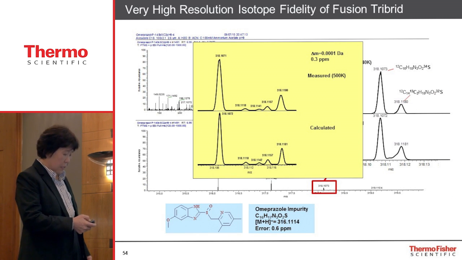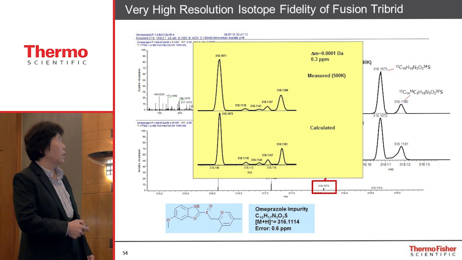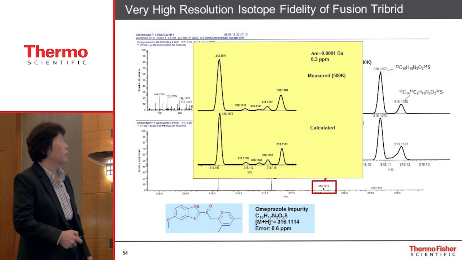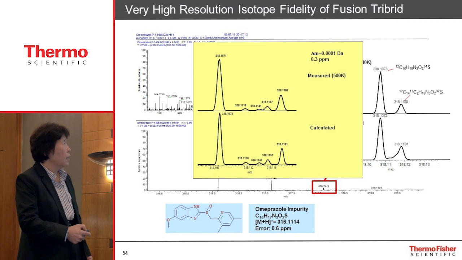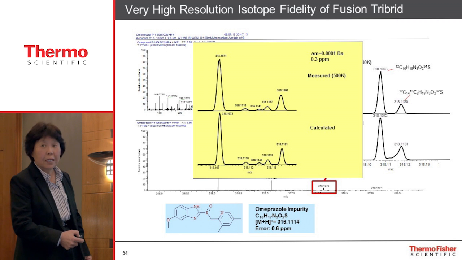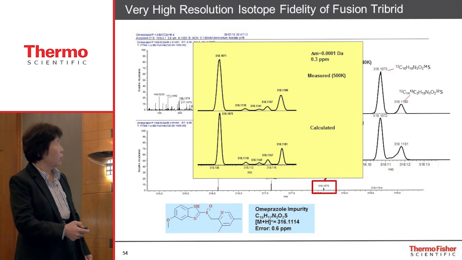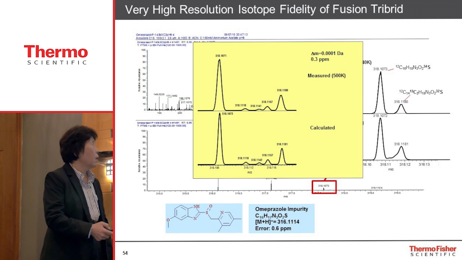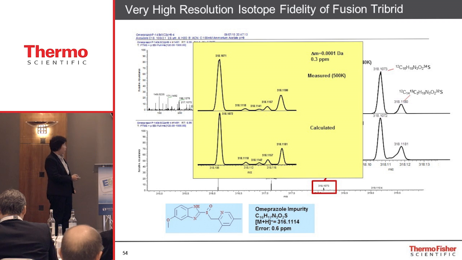So this is a real example we acquired. This is for impurity ID, right? I'm just trying to blow up this peak. If you take a look at the A2 isotope peak, we can clearly see the split between sulfur-34 and carbon-13. But if you run this same example at 500,000 resolution, you can see more, right? You can see the nitrogen-15, oxygen-18, right?